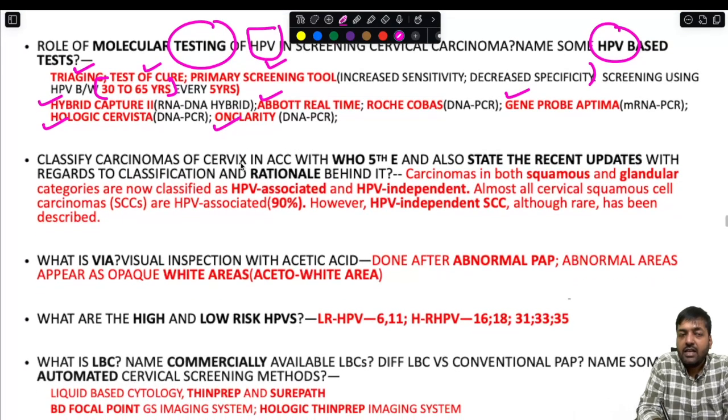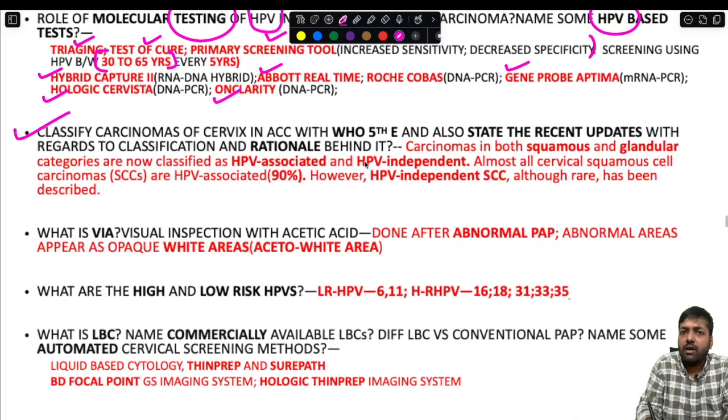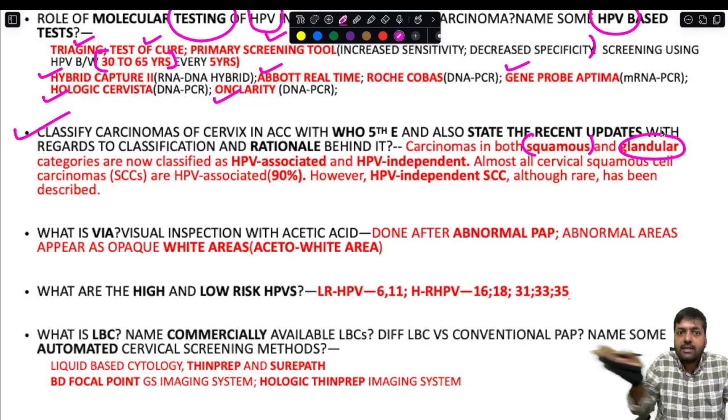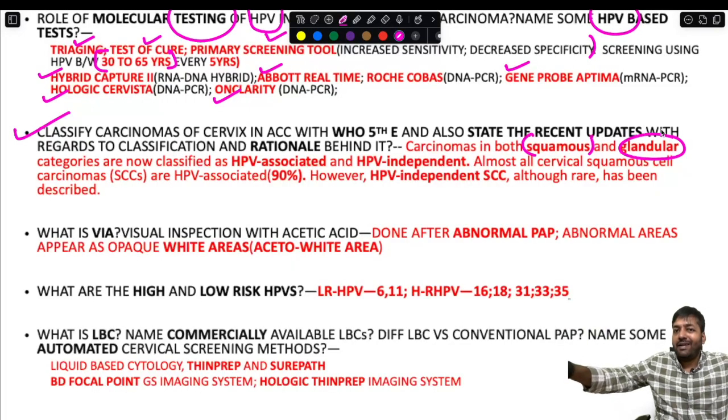Now classify the carcinomas of the cervix in accordance with the current WHO 5th edition, and also state the recent updates with regards to classification and the rationale behind it. Now classification you can read, it is already discussed in detail. So what is the current change? So remember, carcinomas in both the squamous and glandular categories are now classified as either HPV associated or HPV independent. This is the biggest change.